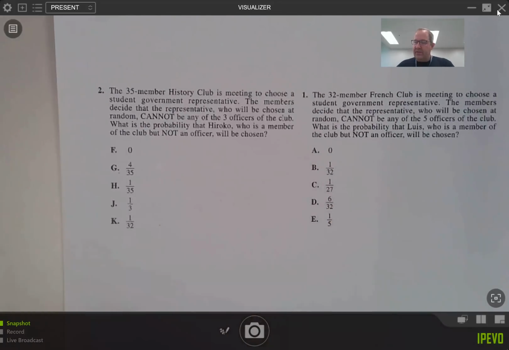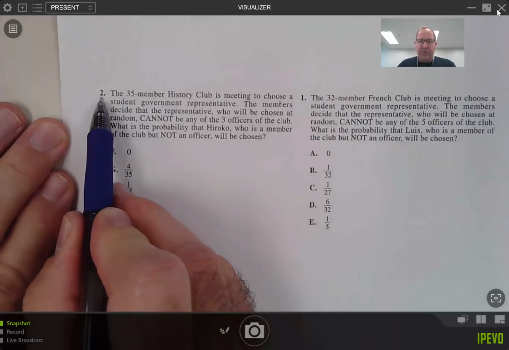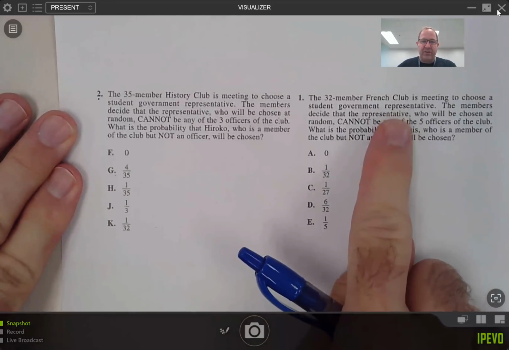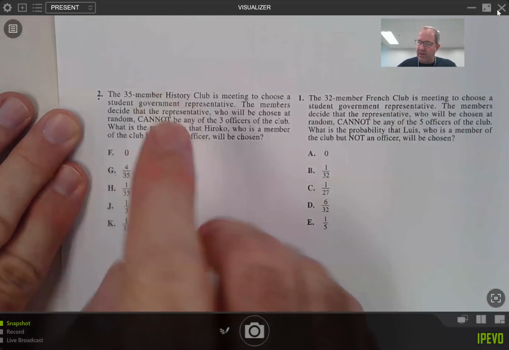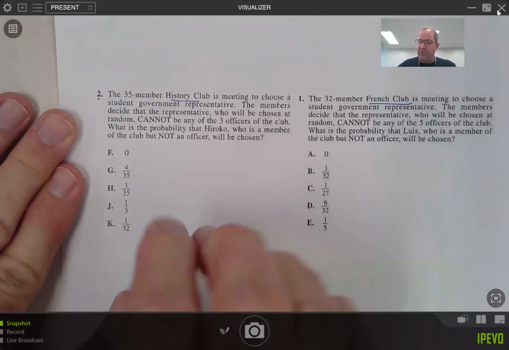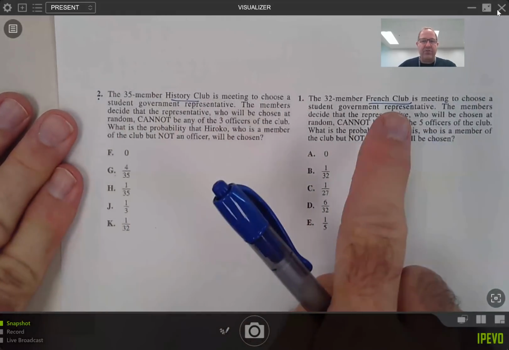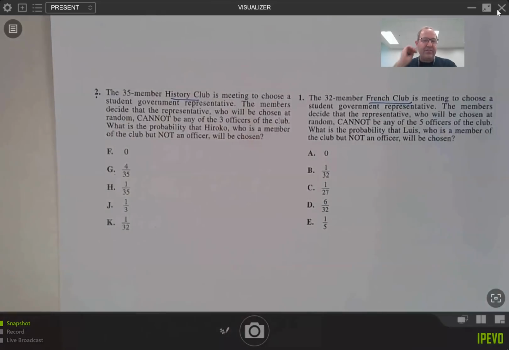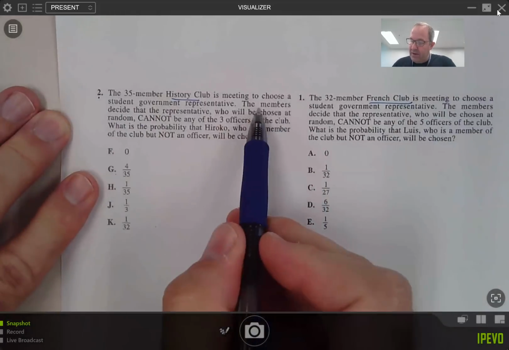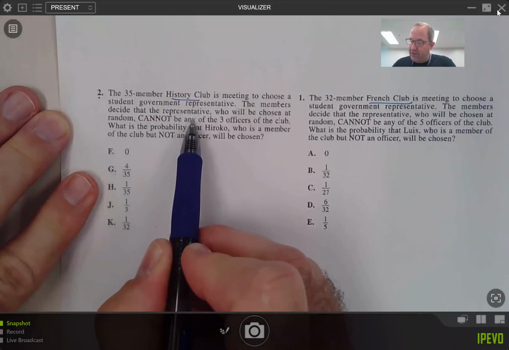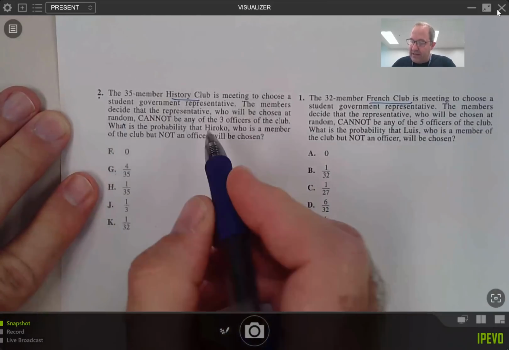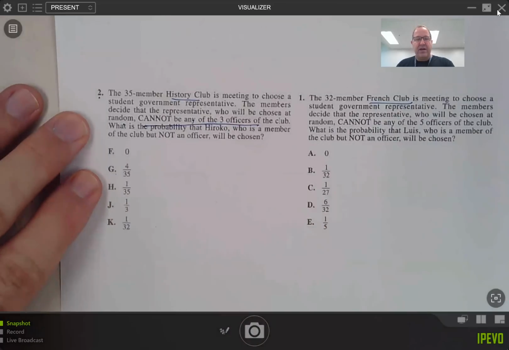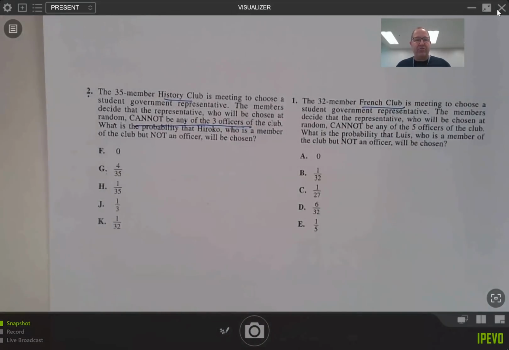So this one. Now, it's question number 2, and I found on another test one very similar to it, right? They're changing it from history club to French club. We're going to do this one together, and then I'm going to have you do this one. Again, the more ACT math questions we practice, the more things that you'll see that are similar. We have 35 people. The members decide that representative who will be chosen at random cannot be the 3 officers. So they're not going to have the president, vice president, and treasurer be the representative for the club. They want someone else to do it.